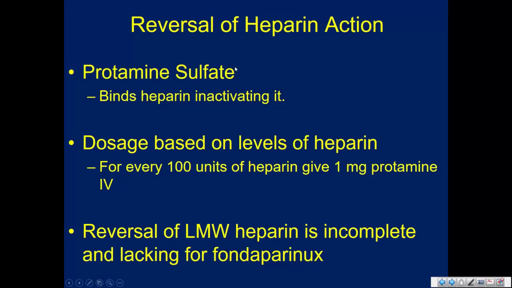Heparin's action or excessive bleeding can be reversed, thankfully, with a compound called protamine sulfate. Protamine sulfate directly binds to heparin, inactivating it. The dose of protamine is based on the amount of heparin used. Here's the arithmetic. Low molecular weight heparin reversal with protamine sulfate is not as complete, and again, it lacks for the synthetic peptide fondaparinux.